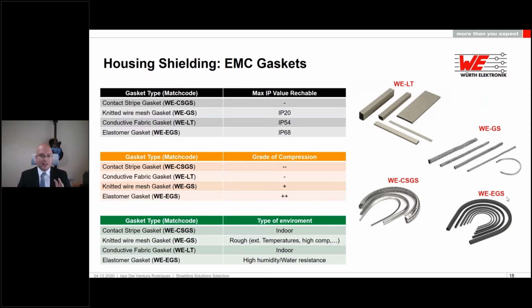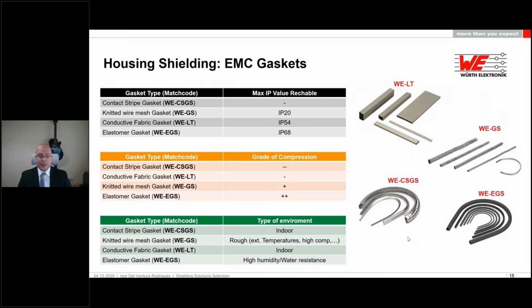Compression-wise, the champion will be WeEGS. You can compress it a lot. You can even utilize it on underwater applications. Next on the list is WeGS. You can utilize it in rough environments, for example, so it supports a good rate of compression. Then comes WeLT, and finally CSGS, which withstands the least pressure amongst all of them.